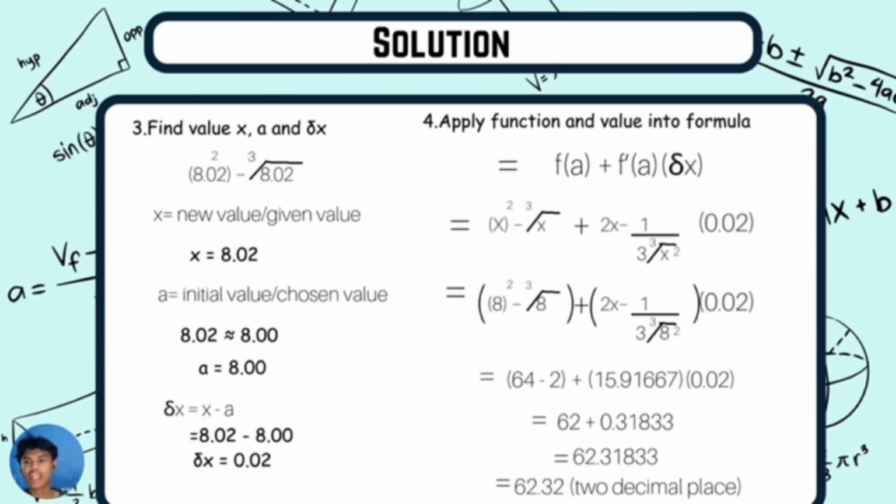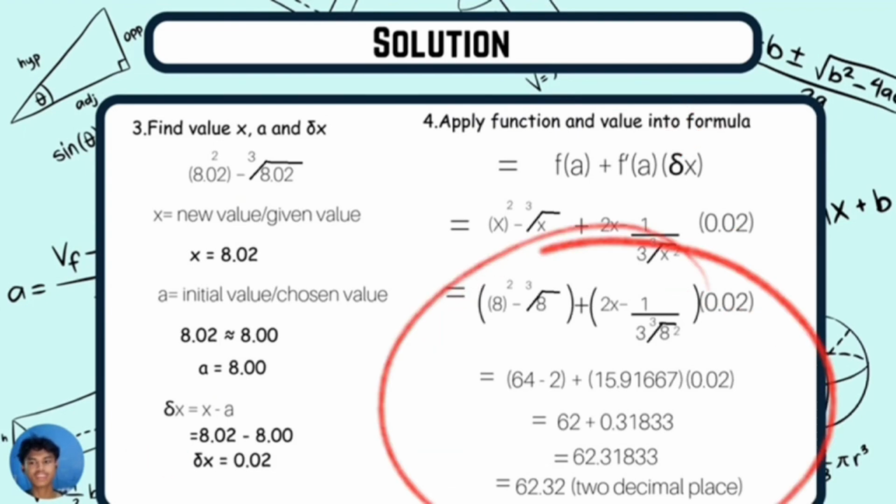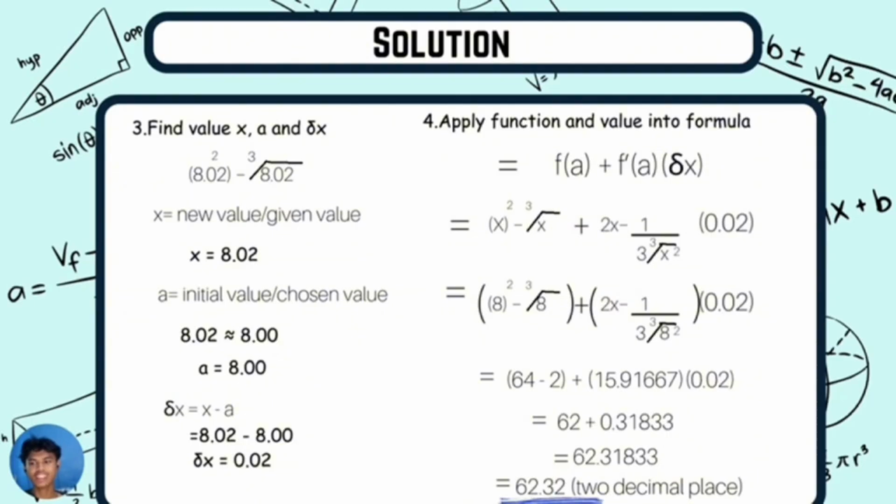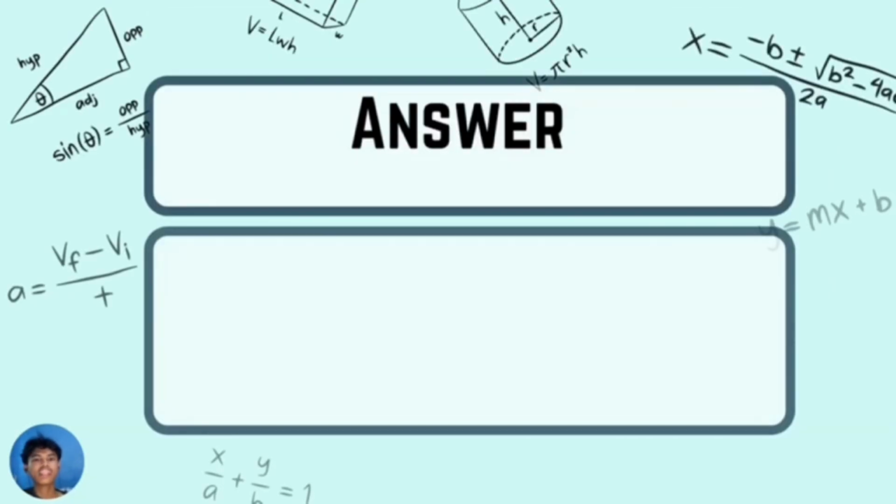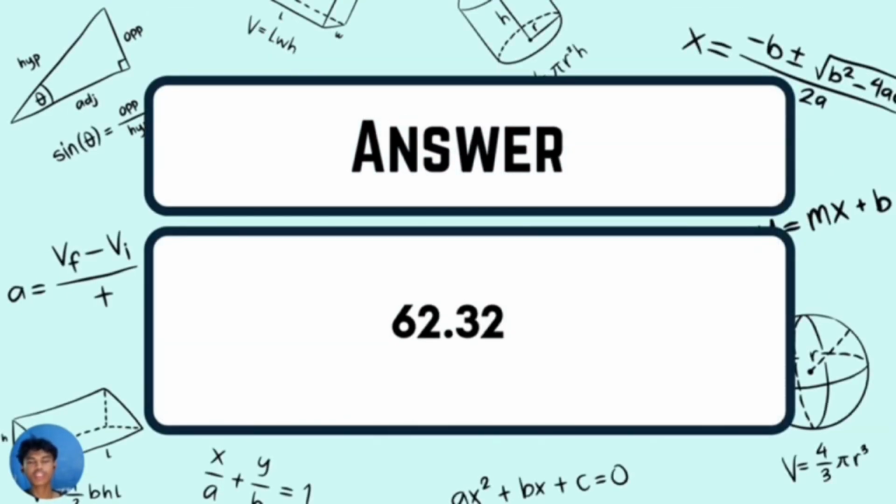The last step, we can apply all the function values into the formula. First, we apply the functions f(x) and f prime(x). Now, we can replace x with the value of a and delta x with the given value. After applying the values, we can calculate as usual to get the answer. Don't forget the final answer needs to be 2 decimal places. Finally, the final answer we get is 62.32.